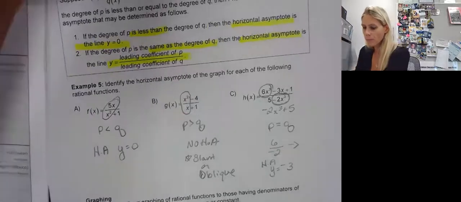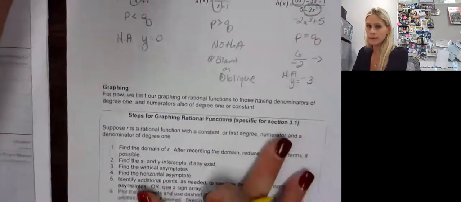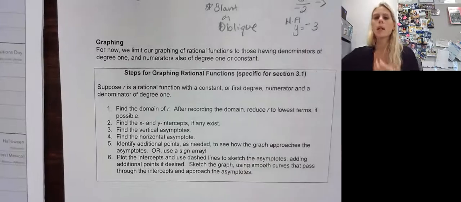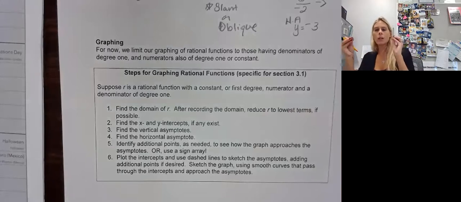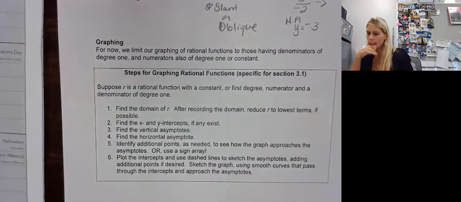Okay? Graphing. Now that we have all these parts, we should be able to do some sketching, okay? Now I'm going to say sketch because we need to figure out, hey, is our question going to make us do exact, so we have to have specific points, or can we just sketch out what it looks like?